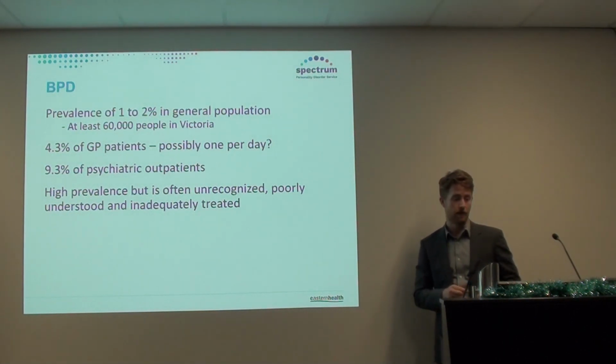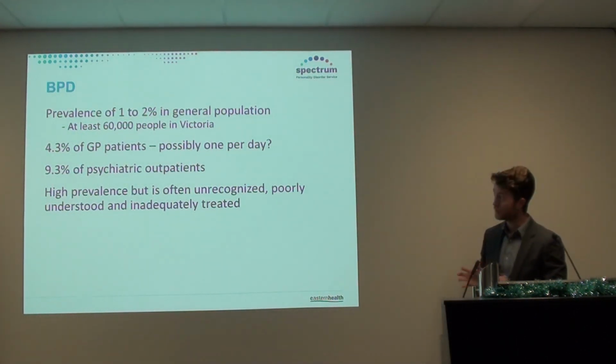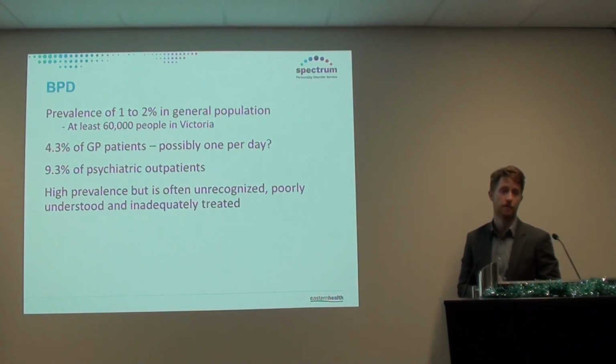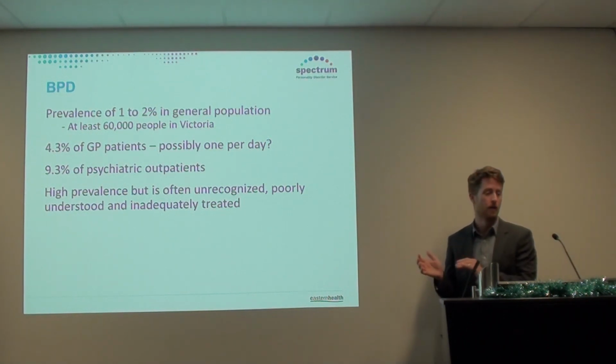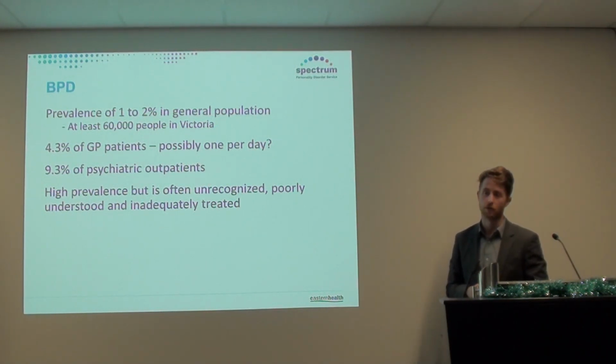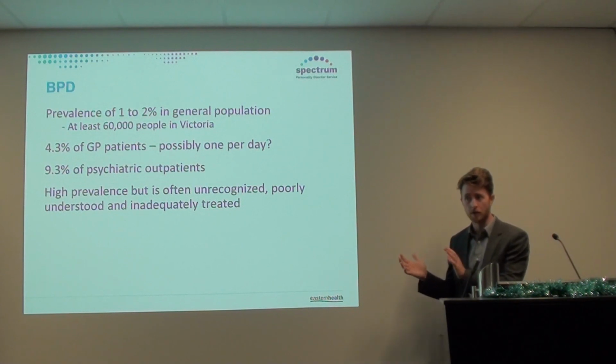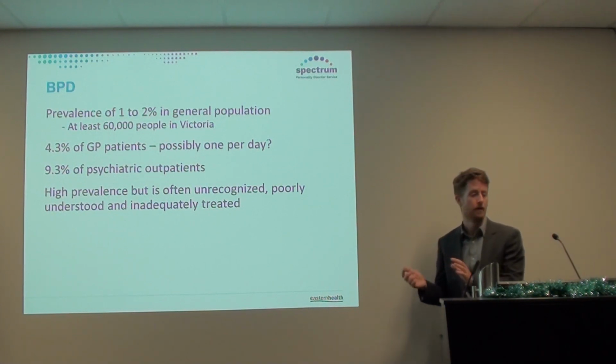Prevalence. So most of the literature that's out there suggests that the prevalence of BPD is somewhere between 1% to 2%. It varies to a degree. Some say that it's higher. But if you take a population in Victoria of 6 million people, that means that there's at least 60,000 people in Victoria that would fit into the diagnostic criteria for BPD.